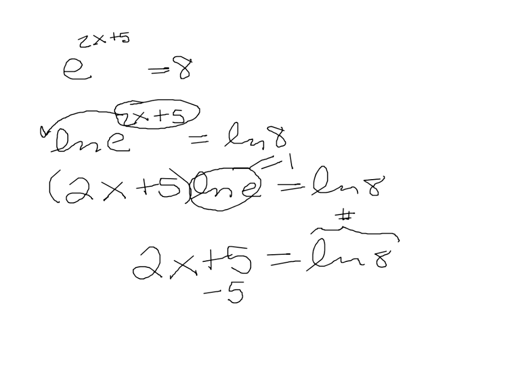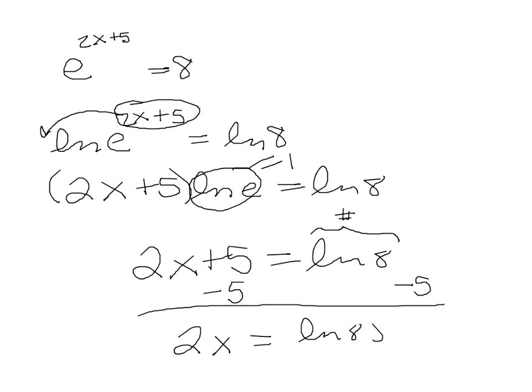So I'm going to solve by subtracting 5 from both sides. And now I have 2x equals ln of 8 minus 5. And finally, get to the answer by dividing both sides by 2. Now, if I get a decimal approximation, the numerator needs to be in parentheses. And this, the 8 needs, natural log of 8. That's a number, then minus 5. That's a result, and then divided by 2.